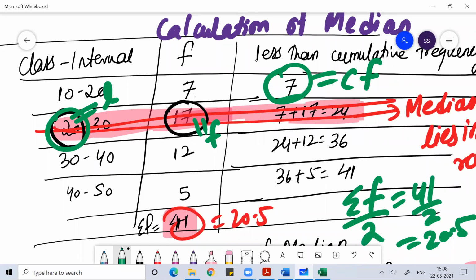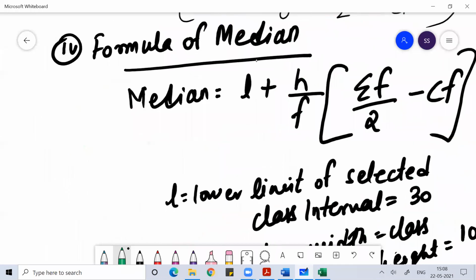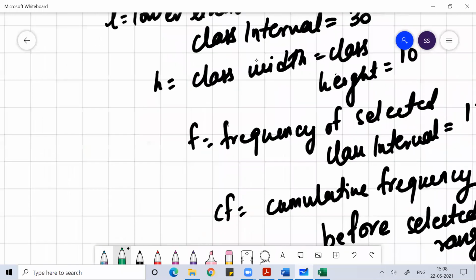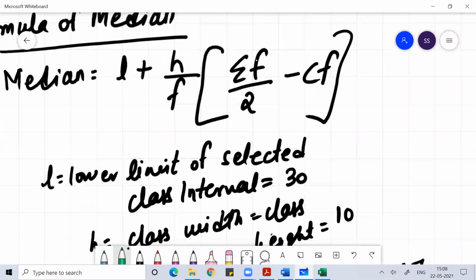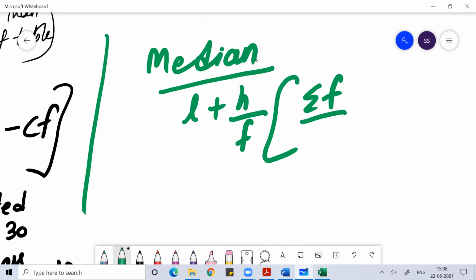So this is your formula for the median. Now I'll find my median. The median formula is L plus H by F into, sum of F by 2 minus CF. This is your formula.